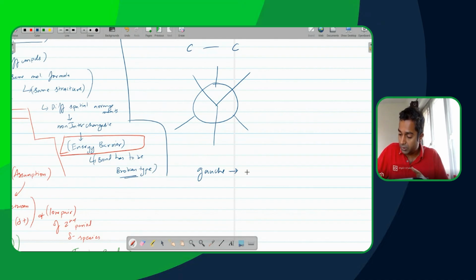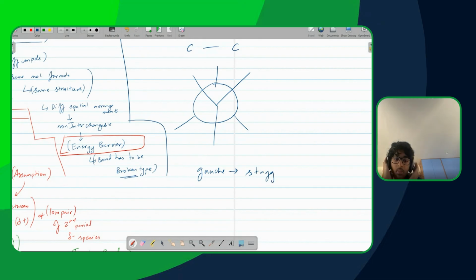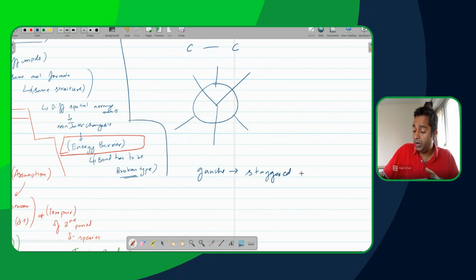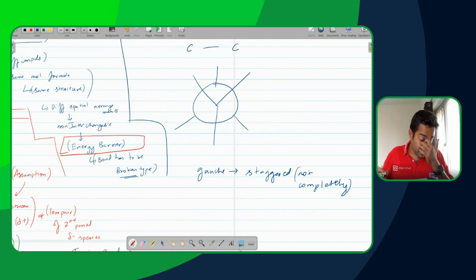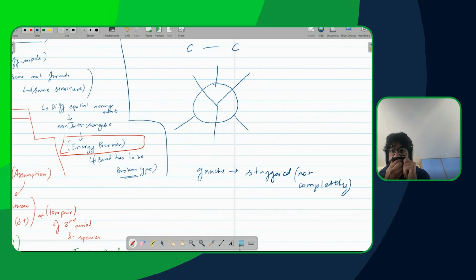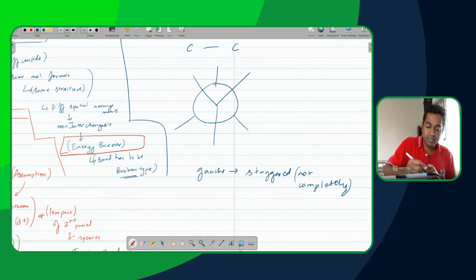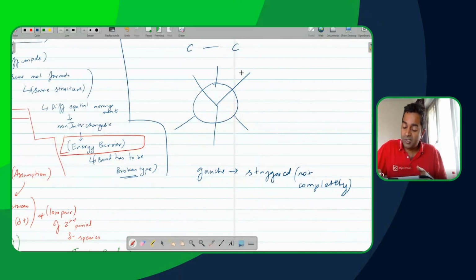Let's start with what is gauche first from the real perspective. Gauche is a form of staggered, but not completely. Fair enough? So think of it as it is a form of staggered conformation, but it is not a completely staggered conformation. It is anything in between, technically speaking. Anything in between, you call it gauche. That's the truth.